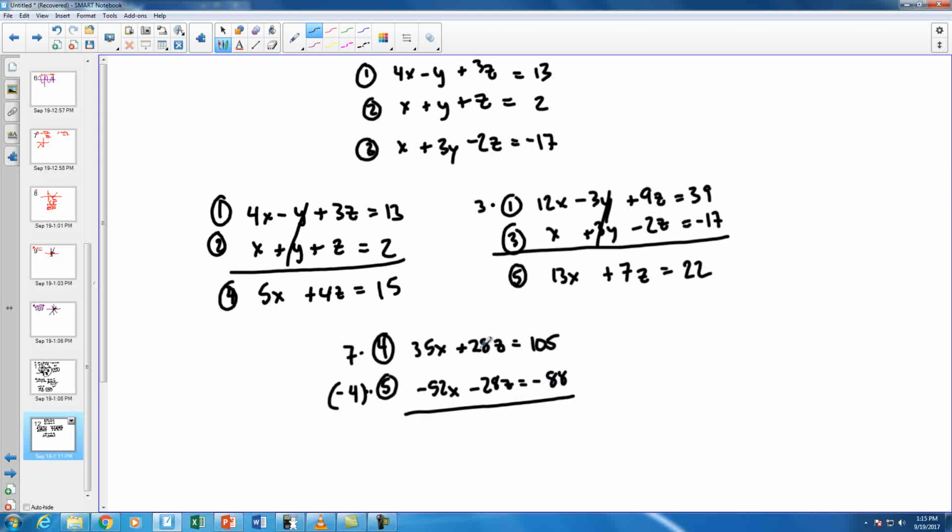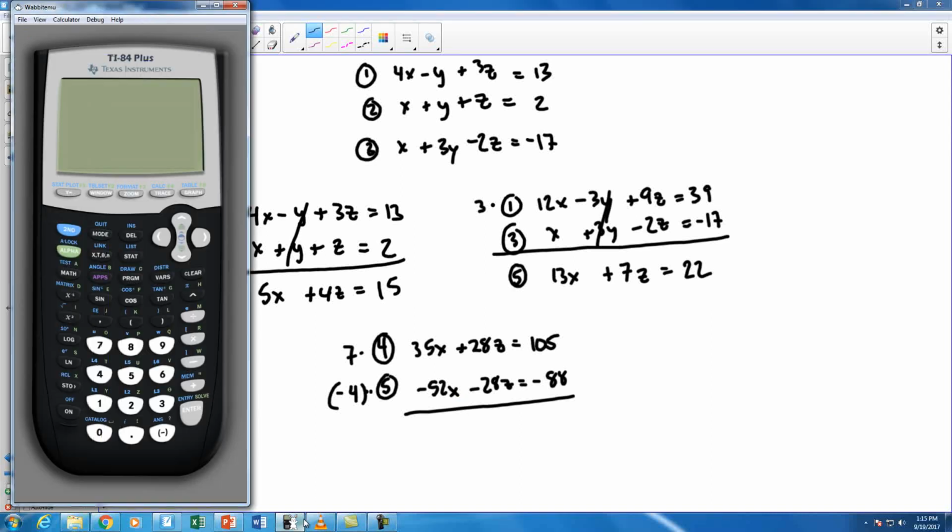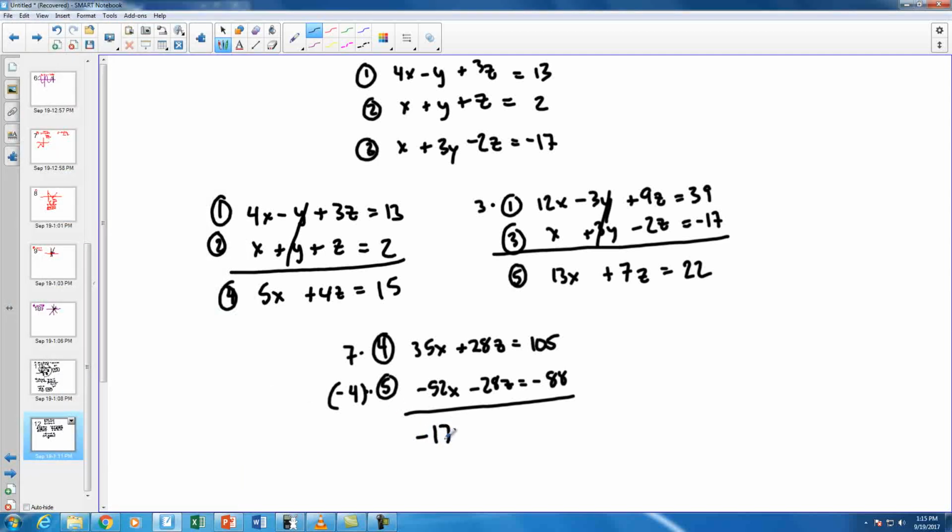I'm telling you right now, I sure hope this doesn't mess up and blow up in my face, but I'm going to grab my calculator and hopefully all the numbers are working for me. I've got a 35 and I've got to subtract 52 because it's negative 52. That's a negative 17x. My z's cancel, and 105 minus 88, sure enough, is 17. I divide by negative 17, and x is equal to negative 1.